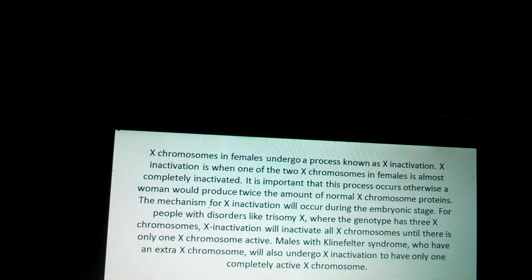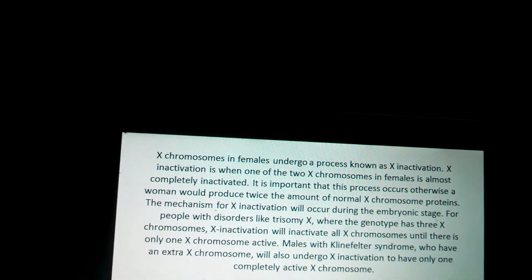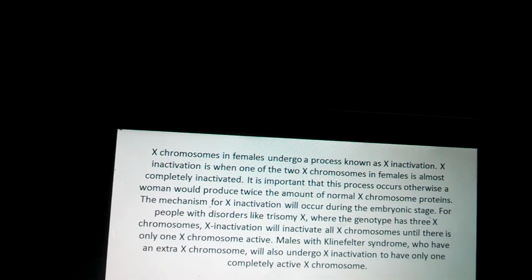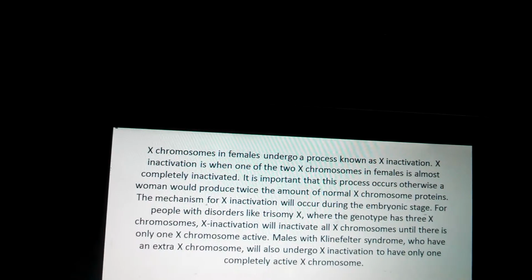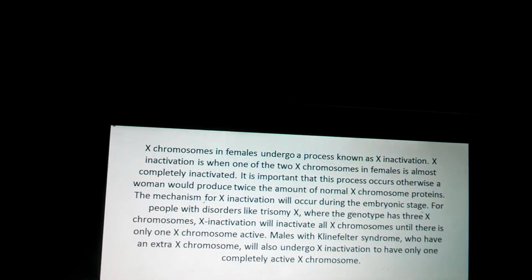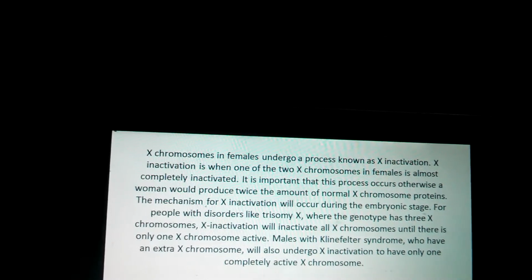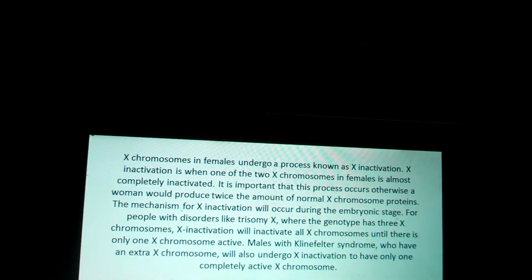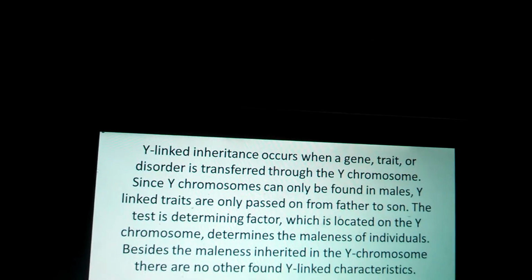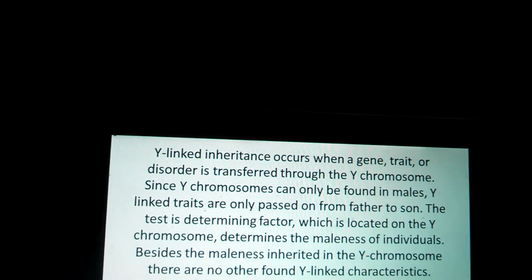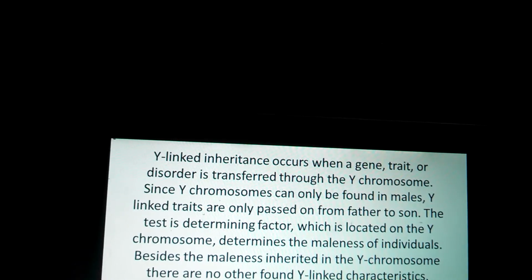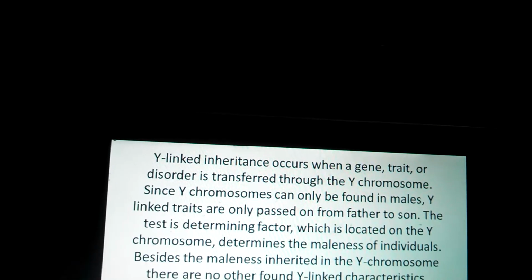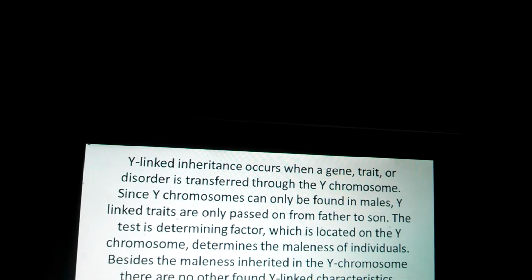X chromosomes in females undergo a process known as X inactivation, in which one of the two X chromosomes in females is almost completely inactivated. It is important that this process occurs, otherwise a woman would produce twice the amount of normal X chromosome proteins. Y-linked inheritance occurs when a gene, trait, or disorder is transferred on the Y chromosome. Since Y chromosomes can only be found in males, Y-linked traits are only passed on from father to son.